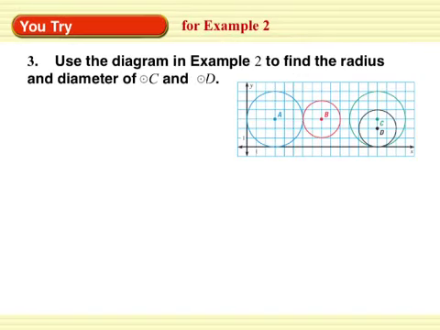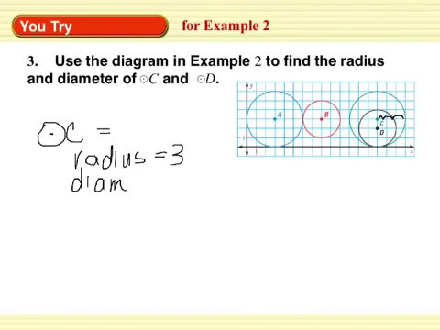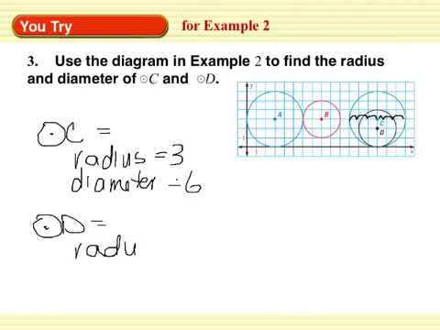Use a diagram in example 2 to find the radius and diameter of circle C and circle D. The radius, 1, 2, 3, circle C. The radius is 3. The diameter is twice that, which is 6. 1, 2, 3, 4, 5, 6. D, circle D. The radius is 2, diameter is twice that.